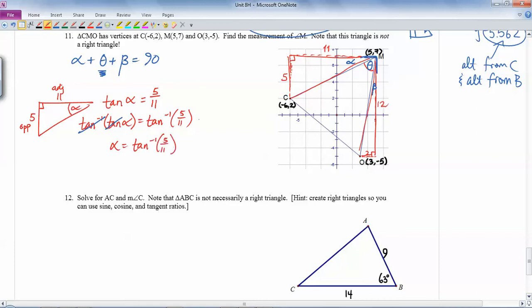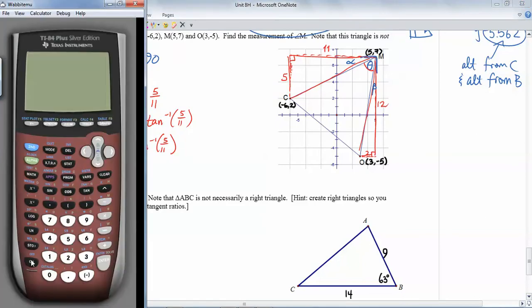Because technically, even though this step is always right for our class, it doesn't work with certain other advanced math stuff where you can just cancel the tan and tan inverse. It only works really with acute angles where you're guaranteed that it works every time. So anyway, tan inverse of 5 over 11, let me call up the calculator here, turn it on. So tan inverse is second tan, and then we got 5 divided by 11, and that is 24.444 degrees roughly.